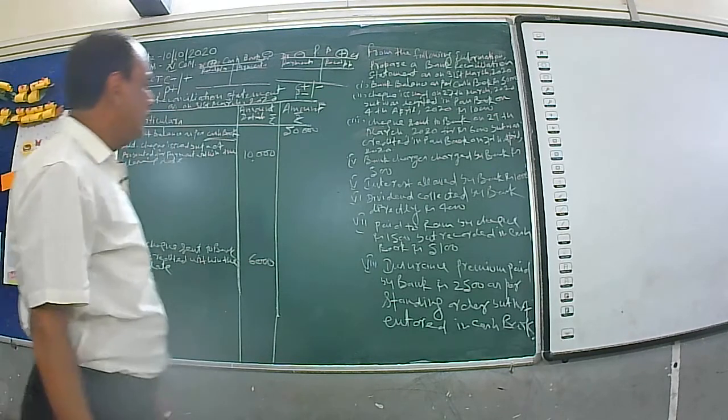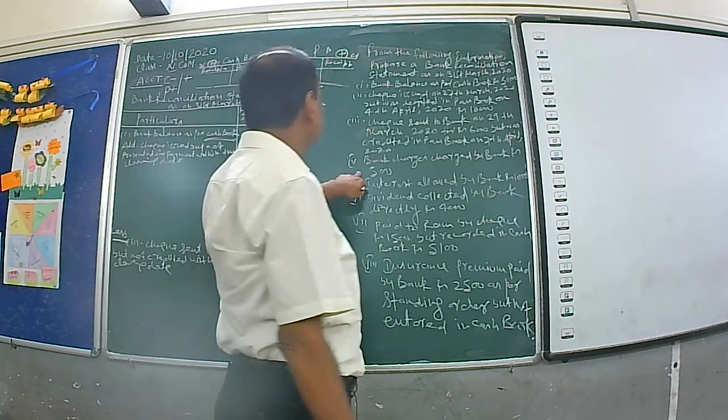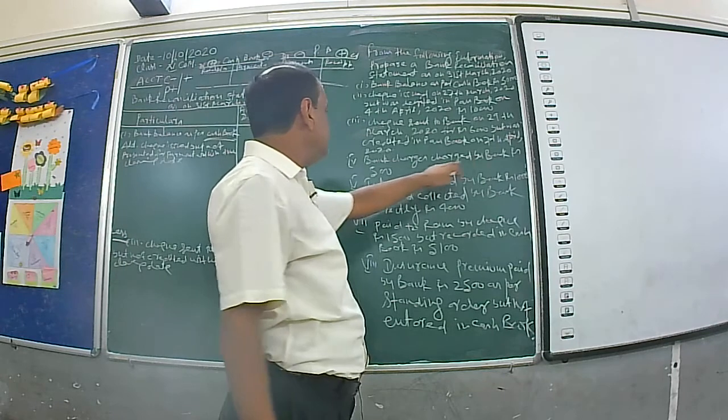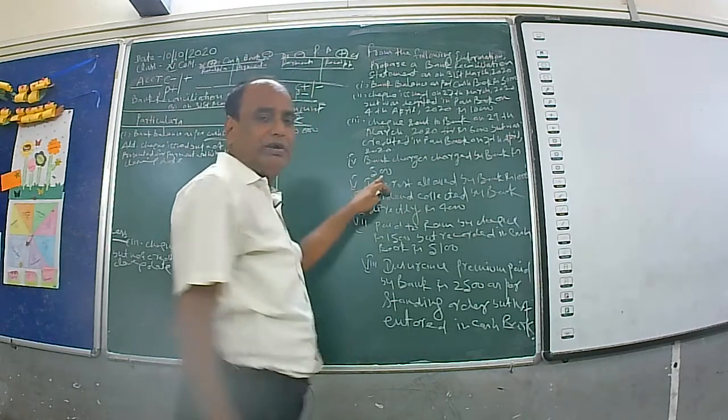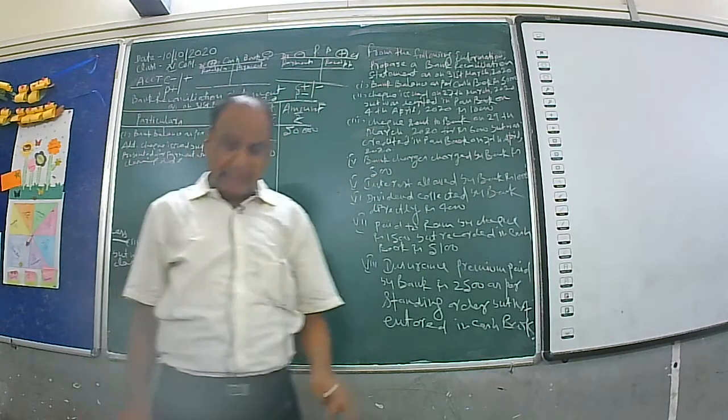Now see number 4. Bank charges charged by bank rupees 500. Bank renders services.